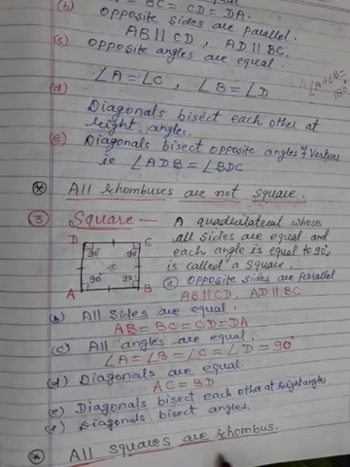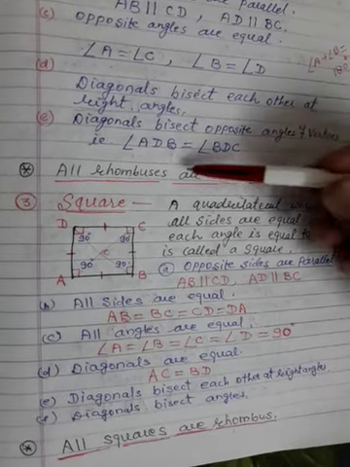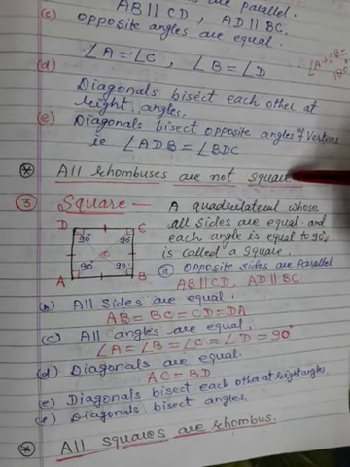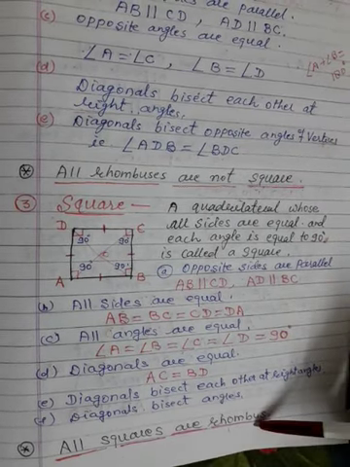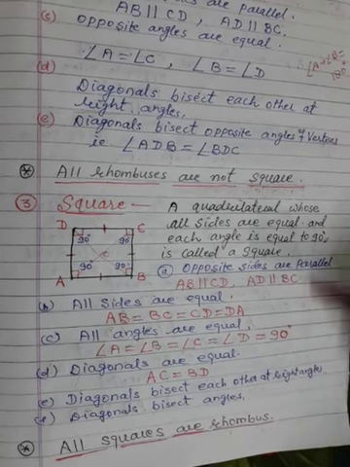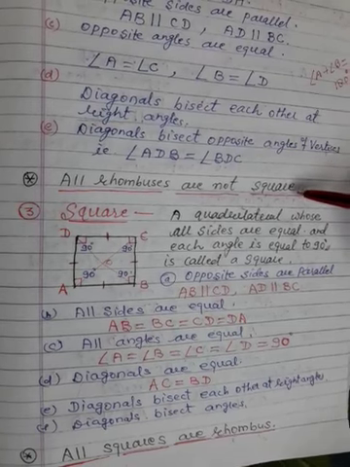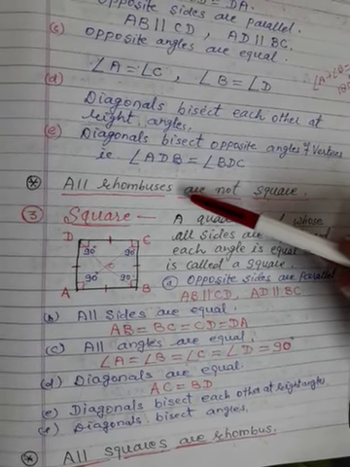All squares are rhombus, whereas all rhombus are not a square, because in a square all sides are equal and each angle is 90 degrees, but it is not so in the rhombus.